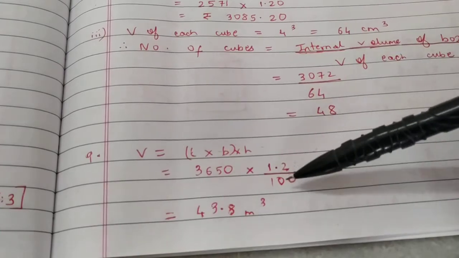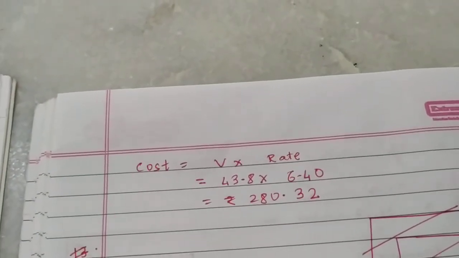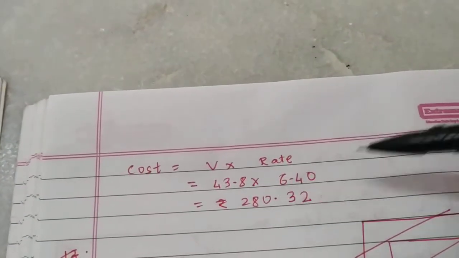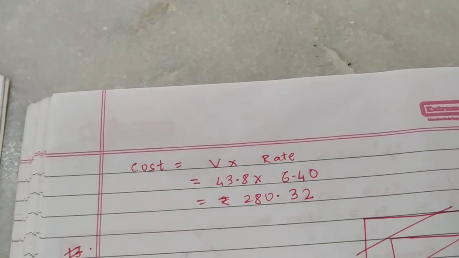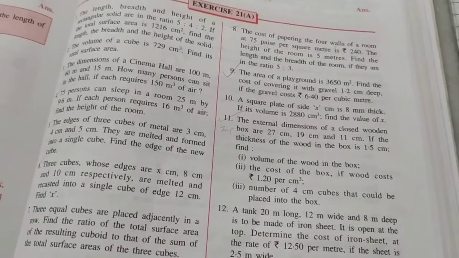Do the calculations yourself. You need practice of calculations. And then once you get the volume, the cost is simply volume into rate, which comes up to rupees 280.32. Don't just copy this, do it. Next, the 11th sum is IMP.